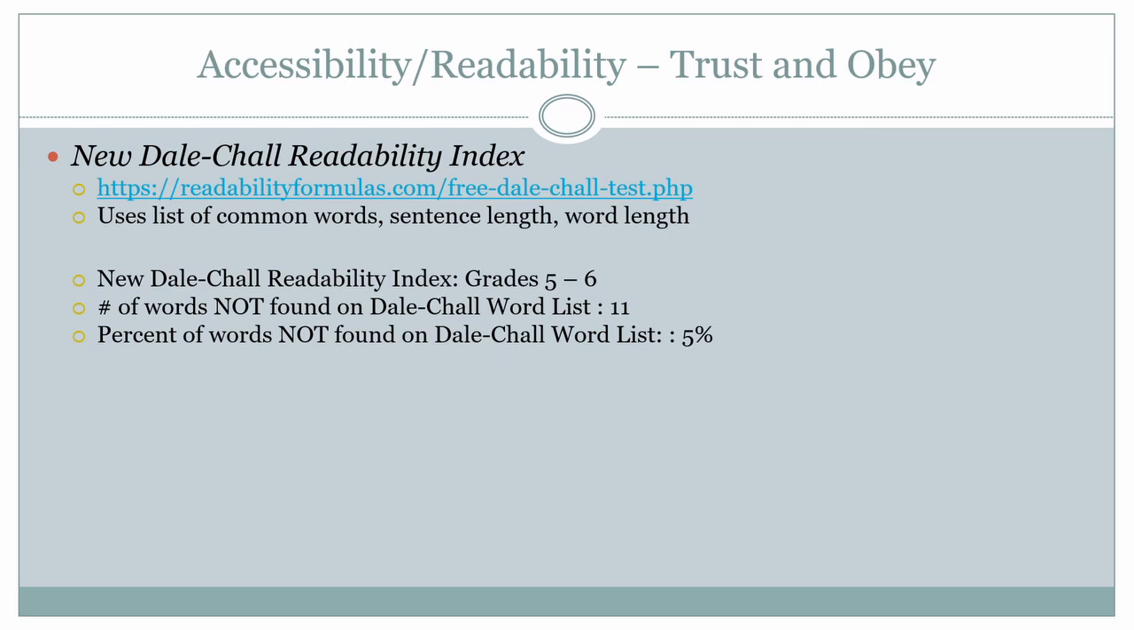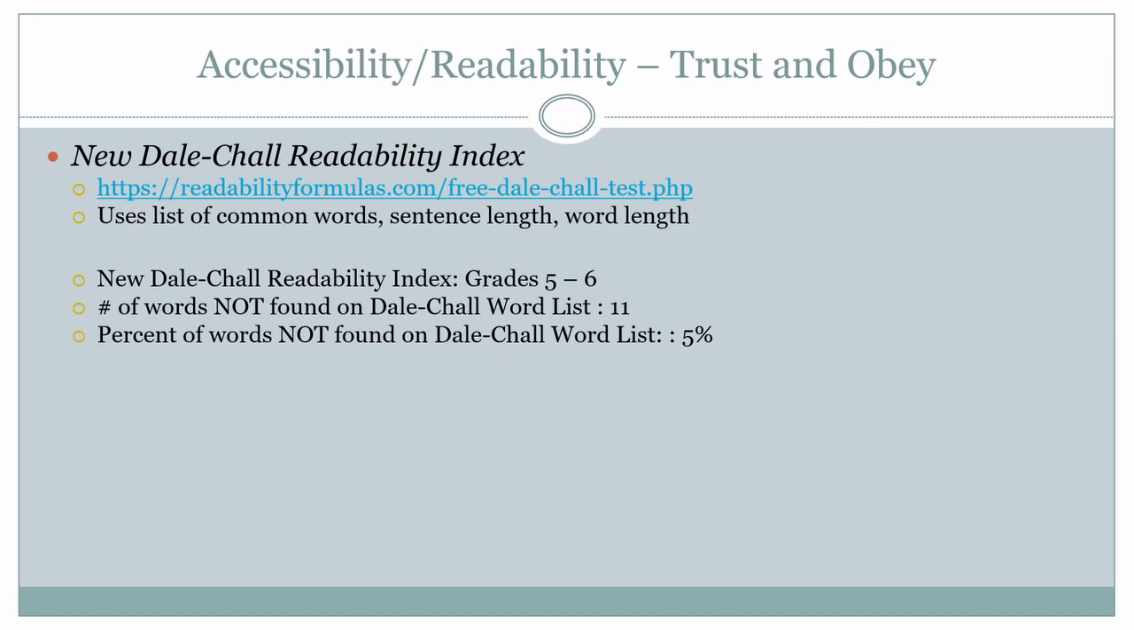It will tell you how many words are not on this list. So they created a list of common words, and if a word isn't on there, then it starts to increase the ranking of the song in the readability level. It's going to be more difficult to read. And you look at that as a number of words.